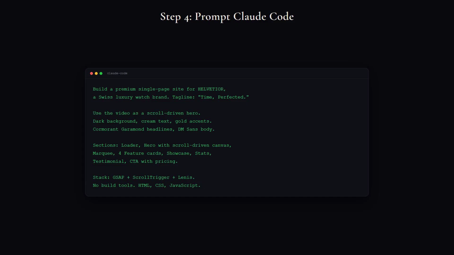A loader with a progress bar, the scroll-driven hero with the circle wipe transition, a marquee that says precision, craft, time, scrolling across. Four feature cards, a product showcase section, stats that count up as you scroll to them, a testimonial, and the final call to action with pricing. I also told it to use GSAP for the scroll animations and Lenis for smooth scrolling. No build tools, just plain HTML, CSS, and JavaScript.